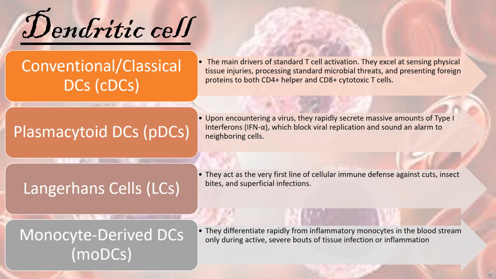Langerhans cells, LCs, are a unique subset of dendritic cells localized strictly within the epidermal layer of the skin. They act as the very first line of cellular immune defense against cuts, insect bites, and superficial infections. Monocyte-derived DCs, MoDCs. Unlike homeostatic DCs that develop continuously from stem cell progenitors, MoDCs are emergency cells. They differentiate rapidly from inflammatory monocytes in the bloodstream only during active, severe bouts of tissue infection or inflammation.